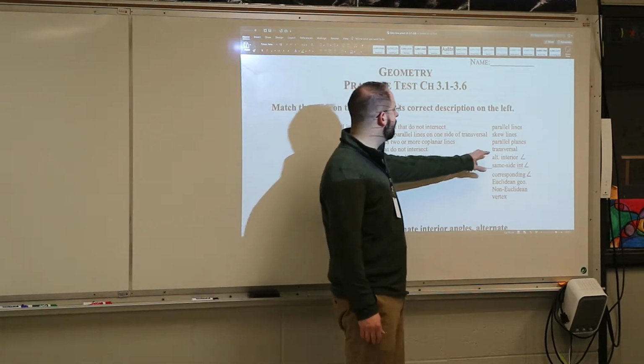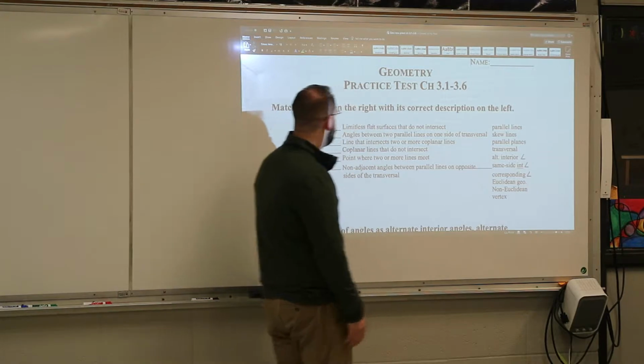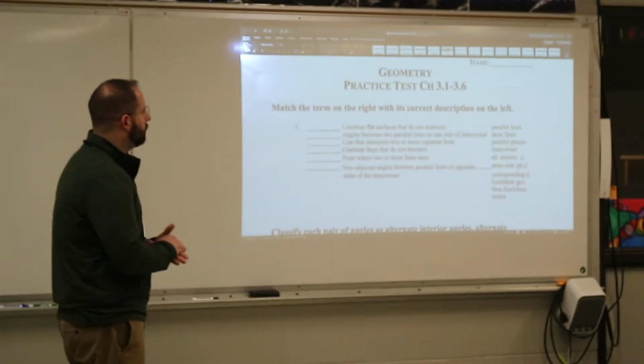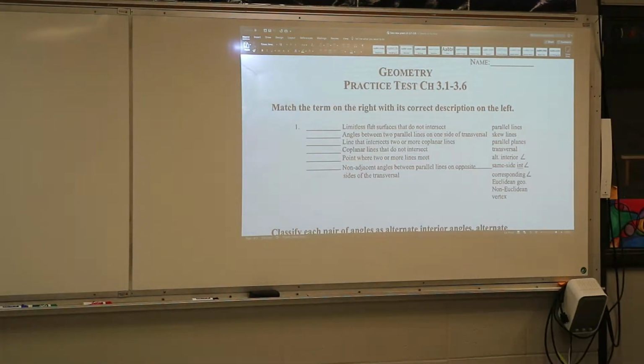Transversals, it's a line or segment or ray that intersects 2 or more other lines. They're coplanar. So that's transversal. Or close that door. Is it parallel or just too loud? Okay.